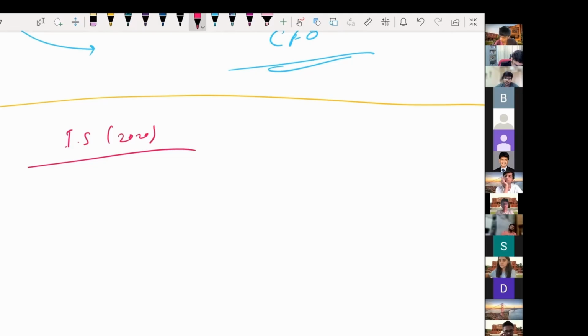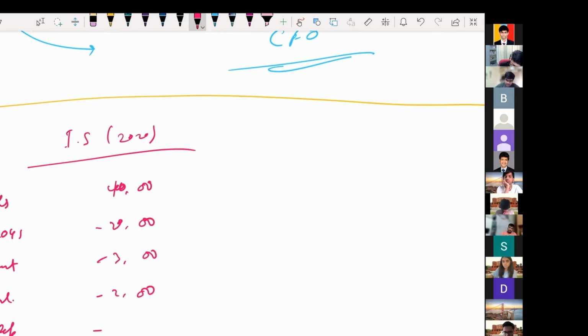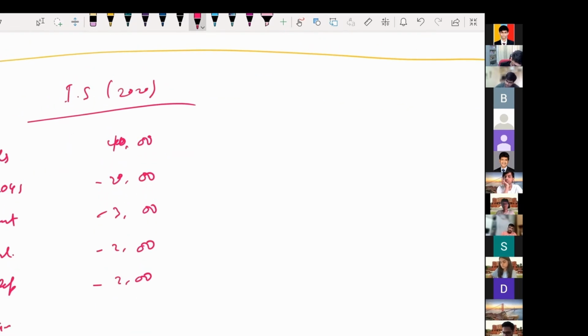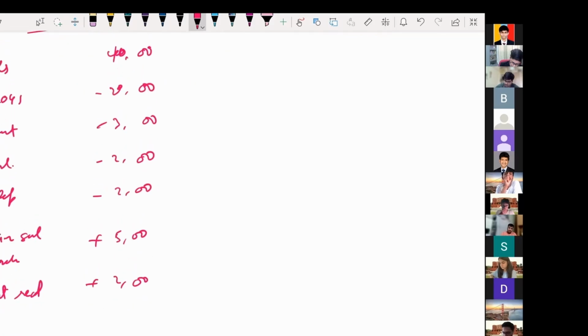So let's say, let's continue with the same example, sales of 40 lakh. Let us say minus COGS of 20 lakh rupees. Minus rent of 3 lakh rupees. Minus salary of 2 lakh rupees. Depreciation of 2 lakh rupees. Gain on sale of machinery of rupees 5 lakh, and one more, interest received of 2 lakh rupees. Okay, and this is how my income statement is.